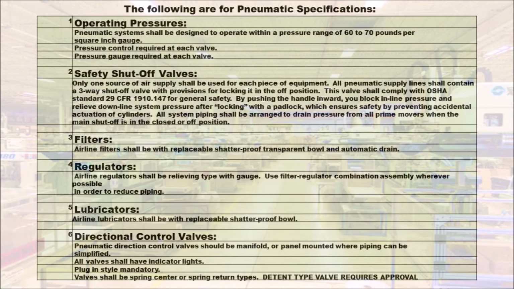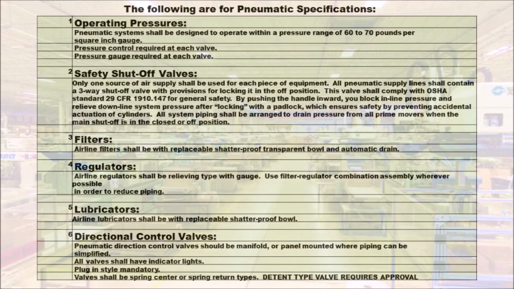All pneumatic supply lines shall contain a three-way shut-off valve with provisions for locking it in the off position. This valve shall comply with OSHA Standard 29 CFR 1910.147 for general safety. By pushing the handle inward, you block inline pressure and relieve downline system pressure after locking with a padlock, which ensures safety by preventing accidental actuation of cylinders. All system piping shall be arranged to drain pressure from all prime movers when the main shut-off is in the closed or off position.